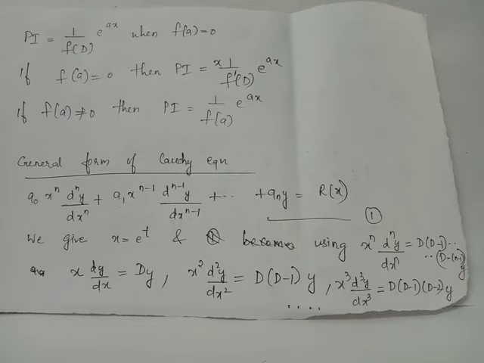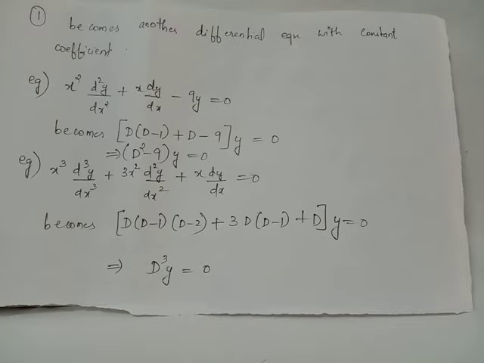When you impose this substitution in equation 1, we have x dy by dx replaced by Dy, x square d square y by dx square replaced by D into D minus 1 into y. X cube d cube y by dx cube is replaced by D into D minus 1 into D minus 2 into y, and so on. This is the general form by which you can replace x raised to n into d raised to n y by dx raised to n. Let us consider a few examples.